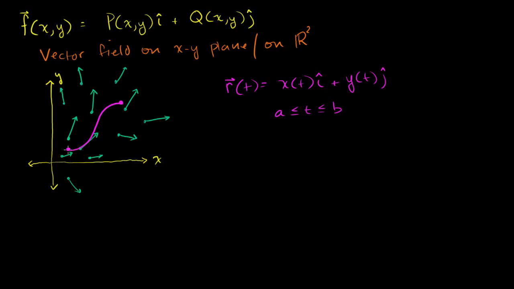So when the particle is right here, maybe the vector field acting on it is putting a force like that. But since the thing is on some type of tracks, it moves in this direction. And then when it's here, maybe the vector field is like that, but it moves in that direction because it's on some type of tracks.